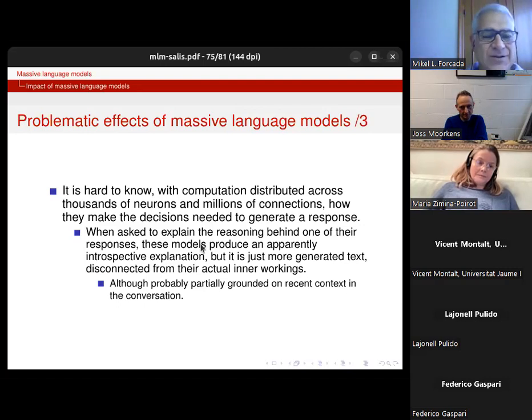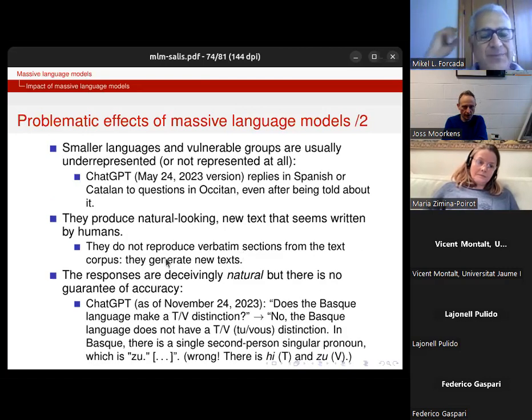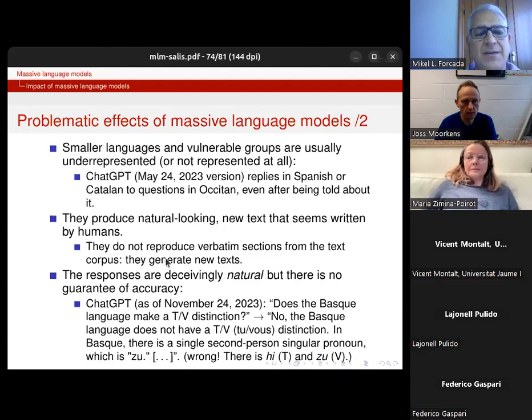And the third one is that text is natural, but sometimes it's wrong. So last week I asked ChatGPT, does the Basque language make a T-V distinction, the distinction between familiar and courteous pronouns? And it goes, no, the Basque language does not have a tu-vous distinction.